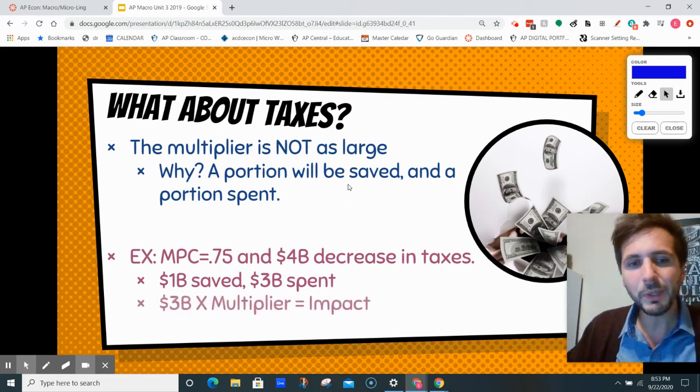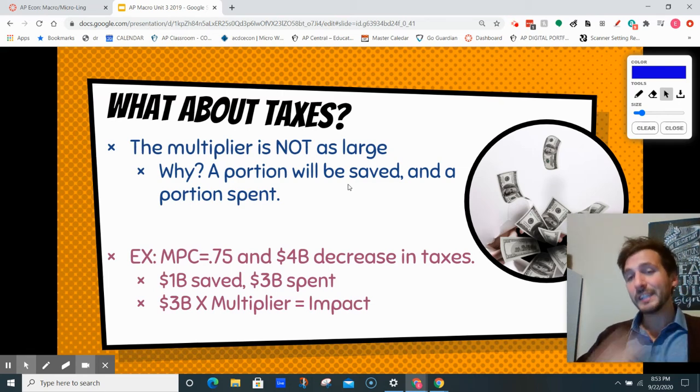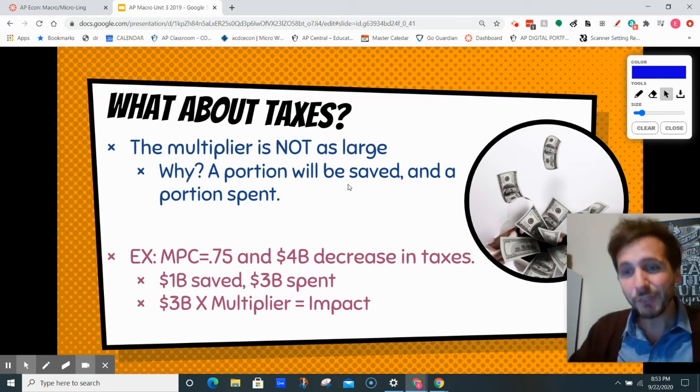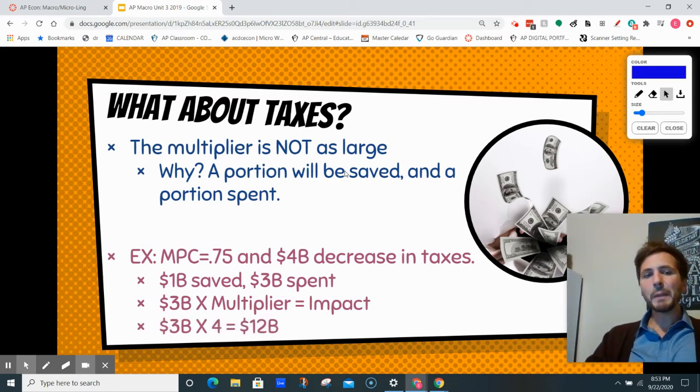I take that 3 billion, I multiply it by my spending multiplier, and that's my impact. Now, if the government spent 4 billion, it would have that full impact, 4 billion times our multiplier. But when we use taxes, it's going to be a diminished amount that's actually spent because we save a portion of it on the front end, right? So if my multiplier is 4, as I can find out because my MPC is 0.75, which means MPS is 0.25, 1 over 0.25 is 4.